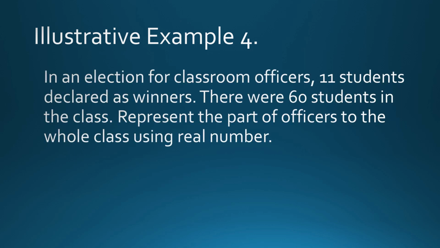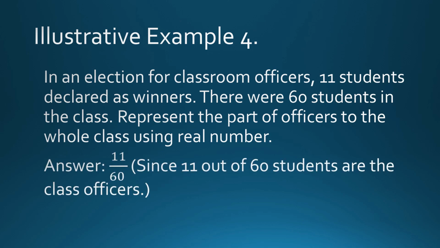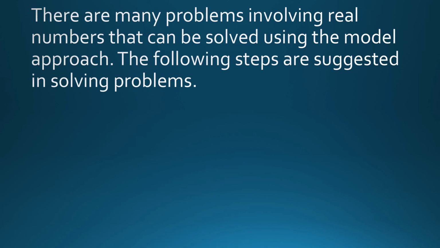Next, illustrative example number 4. In election for class officers, 11 students declared as winners. There were 60 students in the class. Represent the part of officers to the whole class using real number. So our answer for this is 11/60, since 11 out of 60 students are the class officers. The given according to the problem is 11 students as winners. The total number of students is 60 in a class. So that is 11/60.